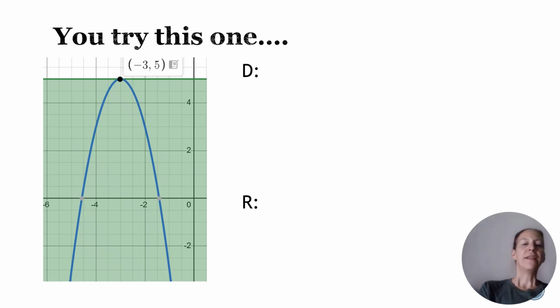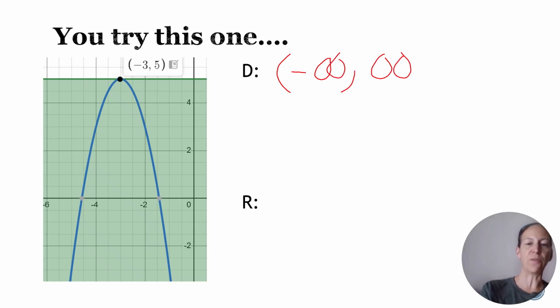All right. Now for your domain. The domain of every parabola is all real numbers. So just like before, how you would just say the domain is all real numbers, this time you're going to say -infinity to +infinity, all real numbers. Okay, that's always your domain for a parabola.